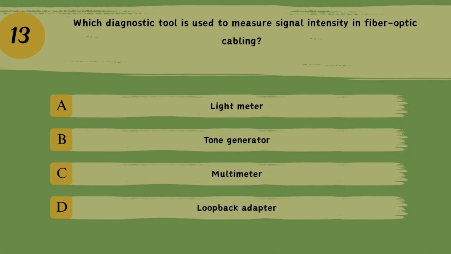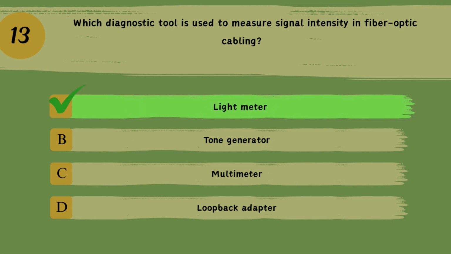Question 13. Which diagnostic tool is used to measure signal intensity in fiber optic cabling? A. Light meter. B. Tone generator. C. Multimeter. D. Loopback adapter.